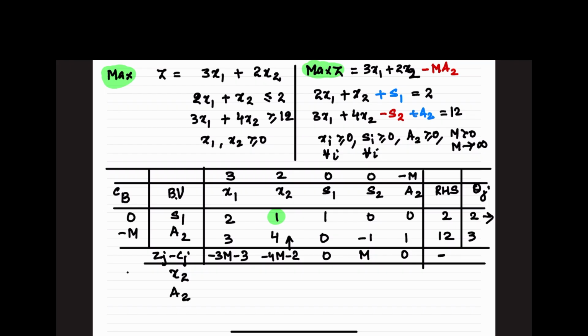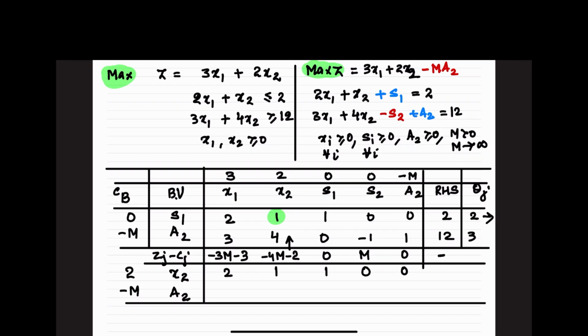A2, x2's coefficient is 2. A2's coefficient is minus M. Pivot is already 1, so we do nothing to that row. 2, 1, 0, 2. Here we have to make 0. Right now it shows 4. So multiply this row by minus 4 and add. So minus 4 into 2 minus 8 plus 3 is minus 5. This becomes minus 4 plus 0 minus 4. This becomes minus 1. This becomes 1. Minus 4 into 2 minus 8. Minus 8 plus 12 is 4.